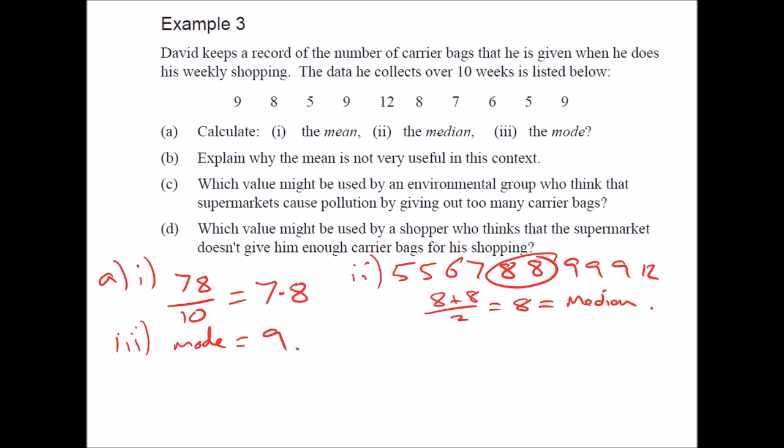D, which value might be used by a shopper who thinks that the supermarket doesn't give him enough bags to do his shopping? Well, they're going to probably use the smallest of those. That's going to prove their point. They only get, on average, 7.8 bags. So they're likely to use the mean because it's the smallest, and that's what they're trying to show. They're trying to show you don't get enough, so they'll use the smallest average.